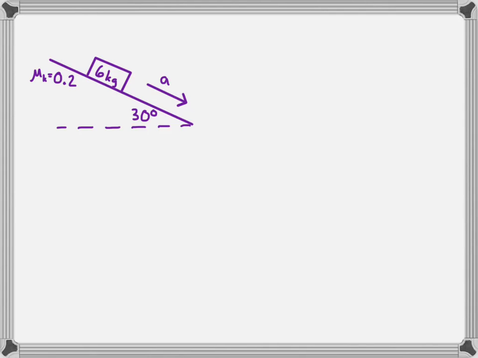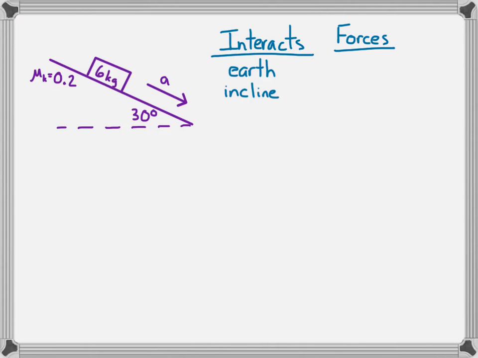So let's figure out, first of all, what is this 6 kilogram block interacting with? Well, it obviously interacts with Earth, and it interacts with the incline itself. So what forces are being produced by these interactions? Well, the Earth pushes on the block with a gravitational force downward, and the incline produces a normal force and a kinetic force of friction. Okay, these are the 3 forces that should be on my free body diagram.